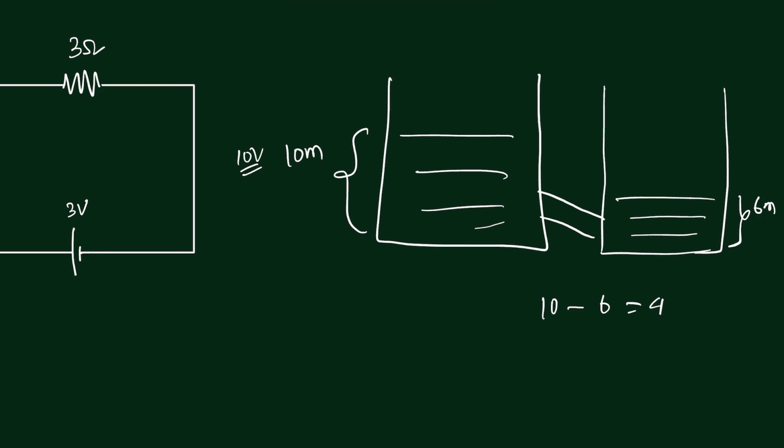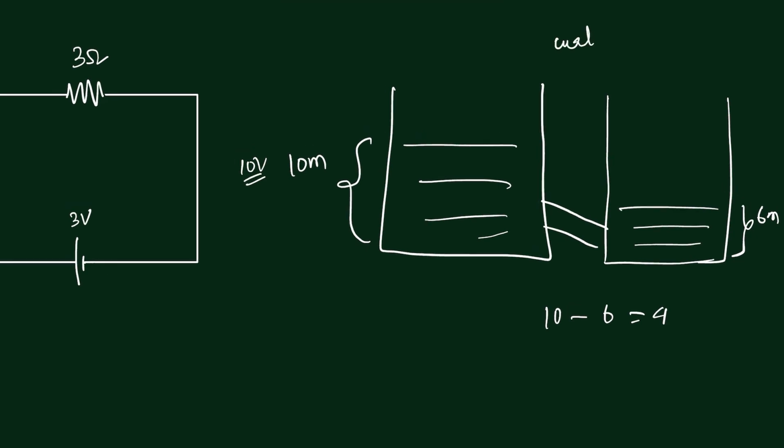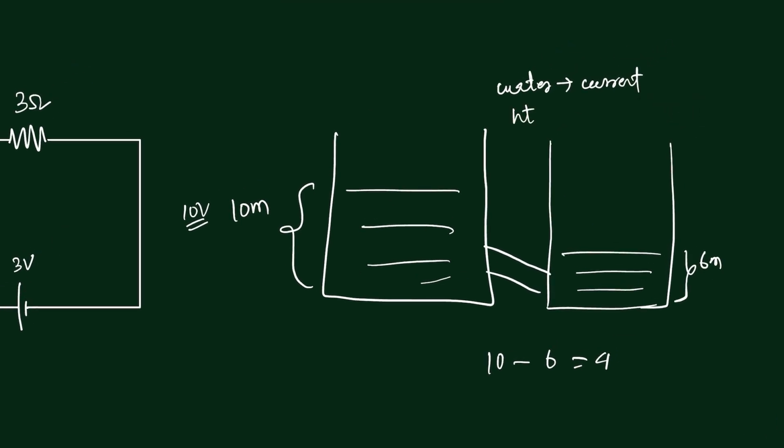In the analogy, let the water be current, and the height of the water level is the voltage. Difference in height, I'll say potential difference. How much water flows, that is how much current flows. You can see, at least know that current flows from high voltage to low voltage.